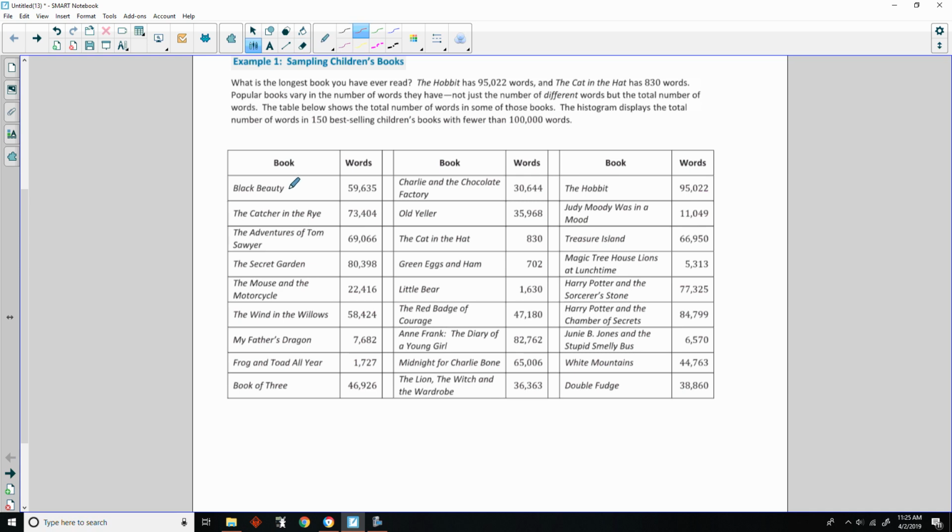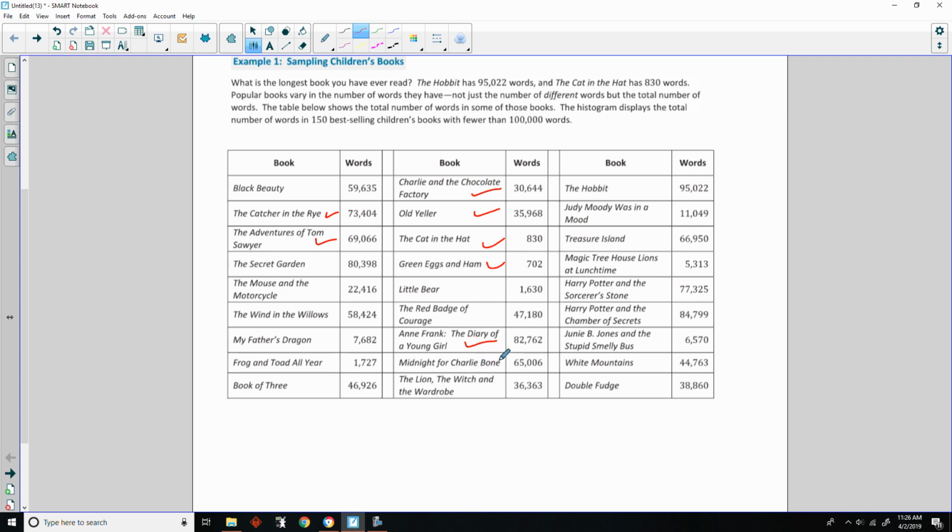Okay, so Black Beauty, that's about a horse. The Catcher in the Rye, so there's one I would check. The Adventures of Tom Sawyer, I know that one. The Secret Garden, no. Mouse and the Motorcycle, no. The Wind in the Willows, no. My Father's Dragon, no. Frog and Toad All Year, no. Book of Three, no. Charlie and the Chocolate Factory, I know that one. Willy Wonka. Old Yeller, yeah, I know that one. Cat in the Hat, Green Eggs and Ham. Little Bear, no. Red Badge of Courage. Anne Frank, The Diary of a Young Girl, that's more of a history thing, but it's well known.